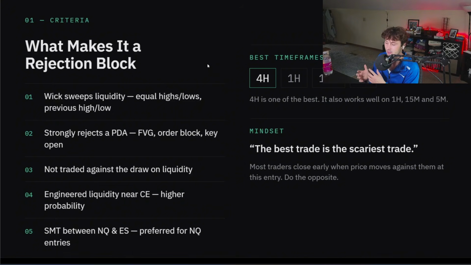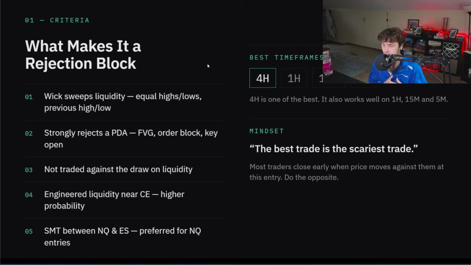And then lastly, if we have an SMT between the two indices, right? So NQ and ES. If ES sweeps the high and NQ does not, but there's a rejection block there, that is even better because it makes it a protected high or a protected low with the SMT, okay?